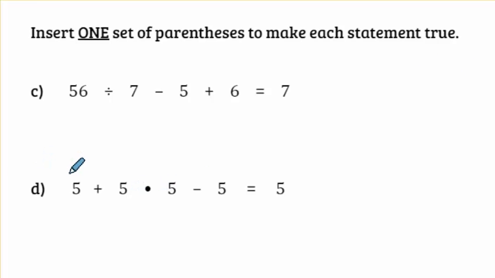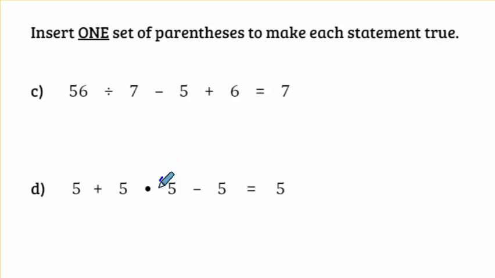So let's try parentheses around here. Let's see what happens. 5 plus 5 is 10. Then we would multiply 10 by 5 and get 50. And then we'd subtract 5 and get 45. So parentheses around here did not work. We knew that parentheses in the middle wouldn't work because we already would be multiplying first anyway, and we ruled that out. So think about where we haven't yet tried the parentheses.